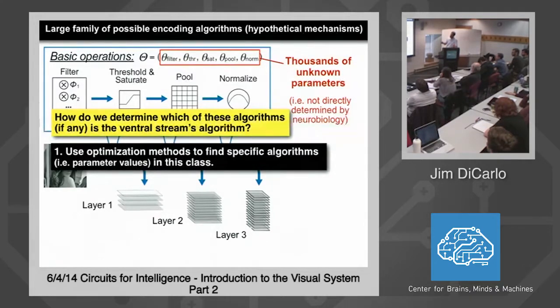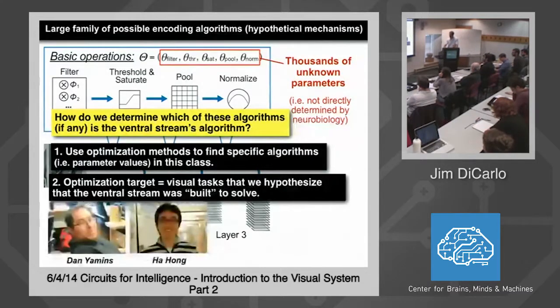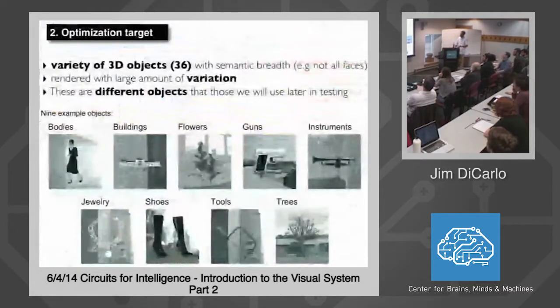And what we chose to do was to optimize for something: let's find specific algorithms in this class. What are we going to optimize for? Which algorithms do we want to pull out of this large family of possible algorithms? That is, what parameters do we want to choose? What optimization target are we going to choose? Well, we chose a visual task that I've already implied that we think the ventral stream is built to solve, either built by evolution and/or development. That optimization target is the invariant core recognition task.